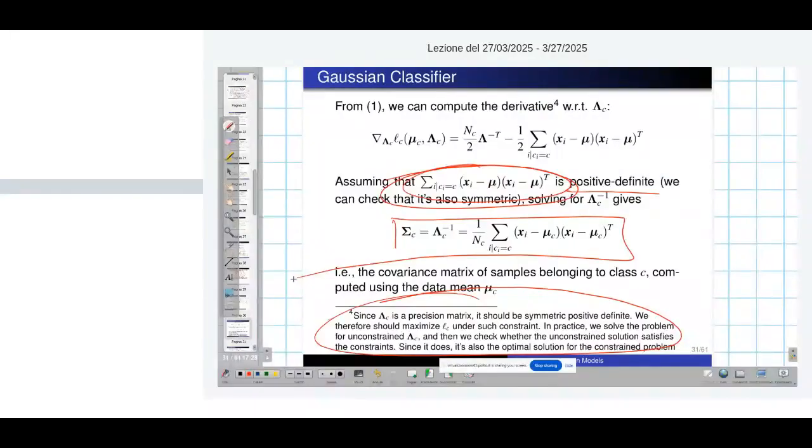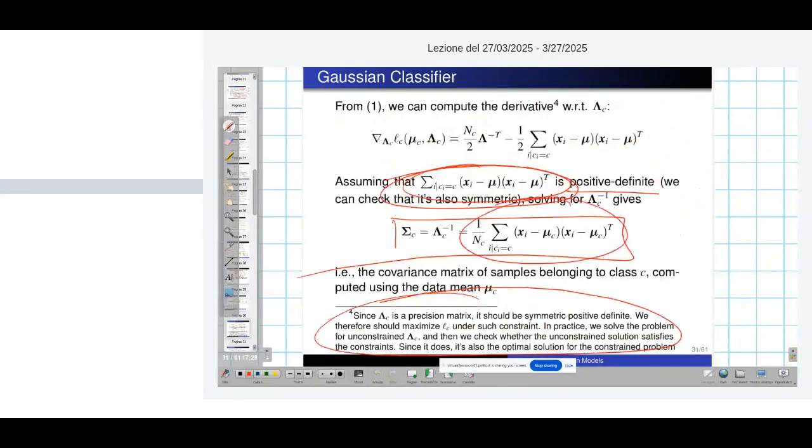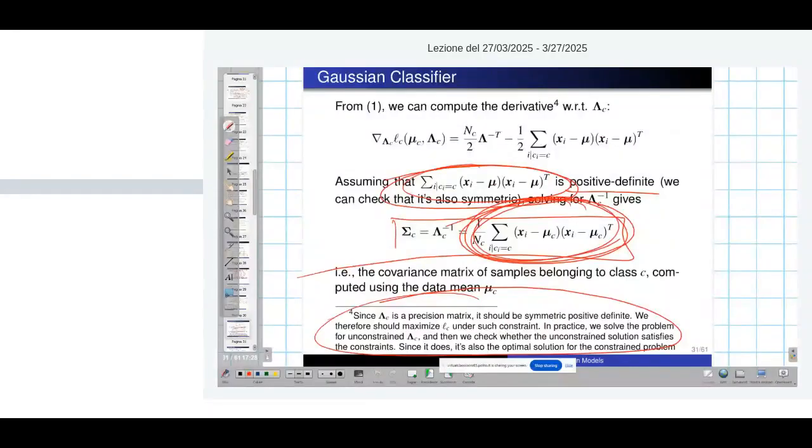So the maximum likelihood solution, also in the multivariate case, will be the mean of the samples that I'm fitting and the empirical covariance matrix that we already know how to compute for the same samples. If I'm fitting this to the samples of a class, it will be the mean of the samples of that class and the empirical covariance matrix of the samples of that class.